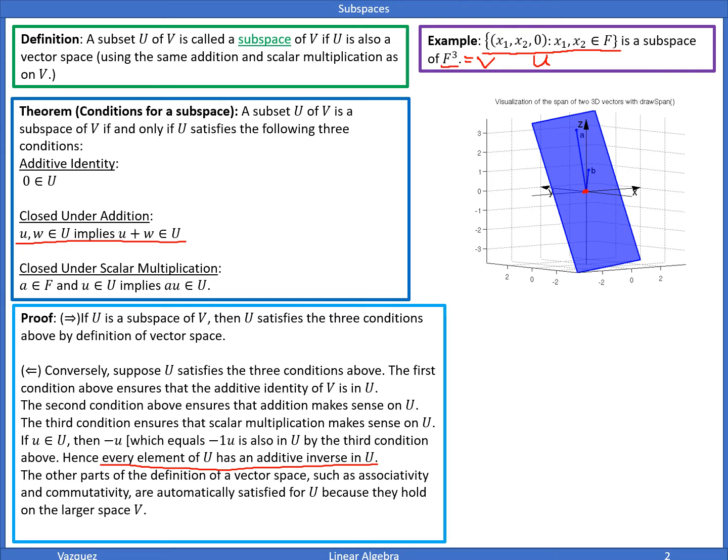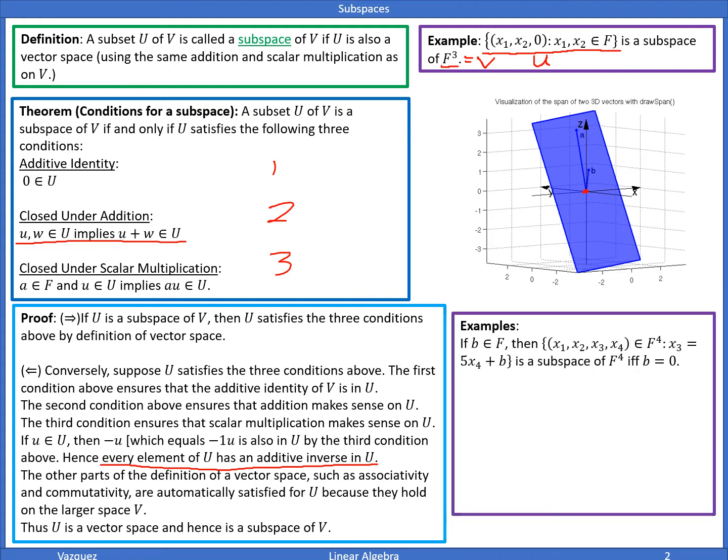And this shows that U is a vector space and hence is a subspace of V. Right, so these are the three main conditions, 1, 2, and 3. Three main conditions for a subspace.